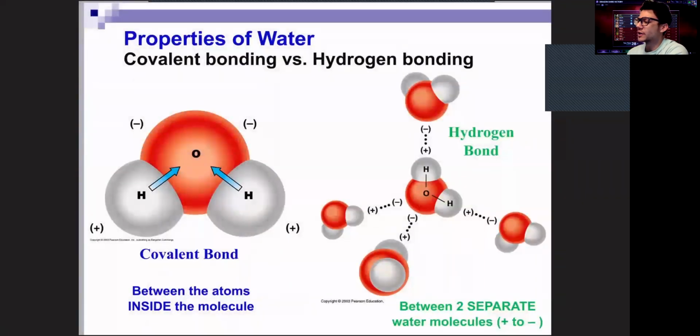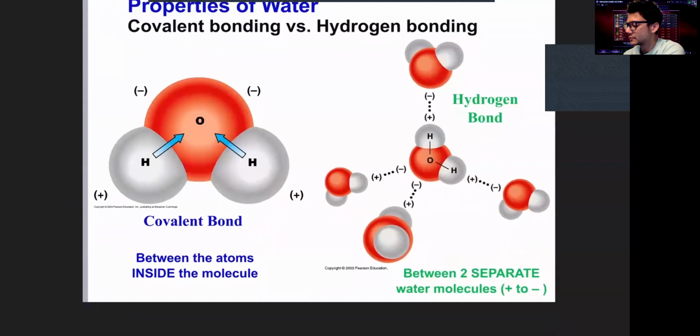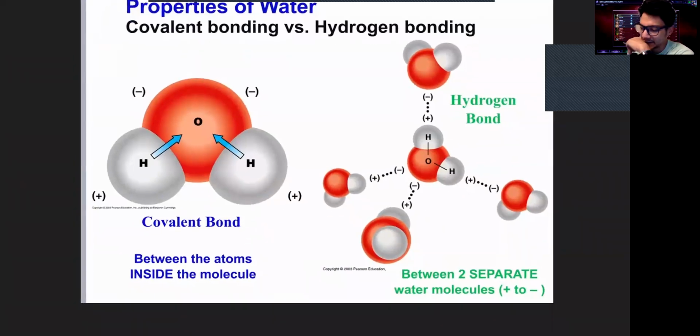Okay. Covalent bonding versus hydrogen bonding. Do you see these hydrogen atoms? They are sharing the electrons. And in hydrogen bonding, you can see that the positive end is bonding to the negative end of the oxygen. So hydrogen bonding is something you see between two water molecules, and covalent bonding is something you see inside the molecules. Just remember that.